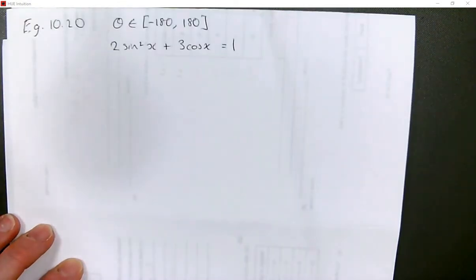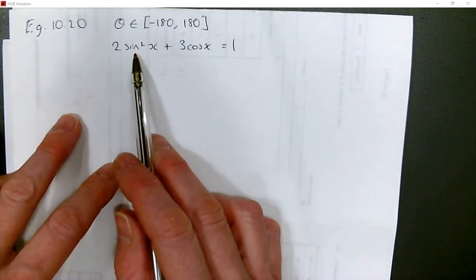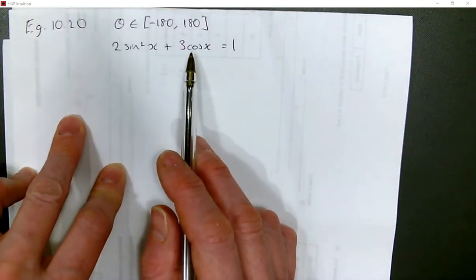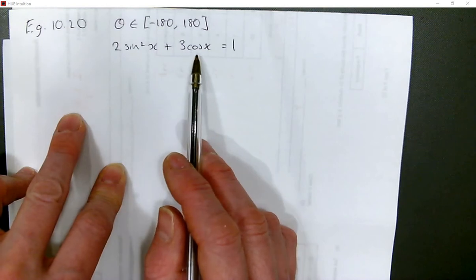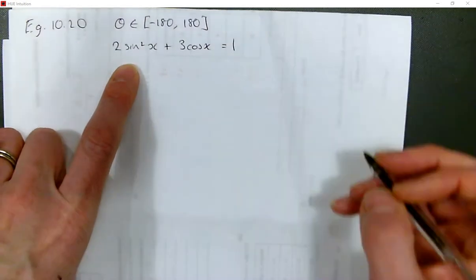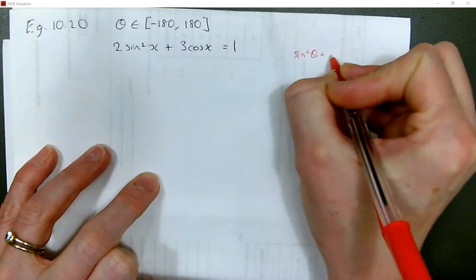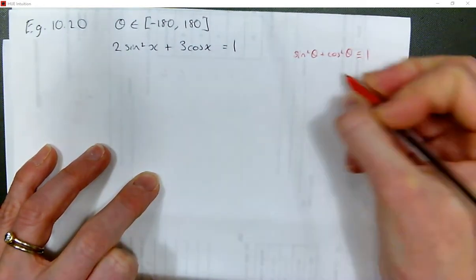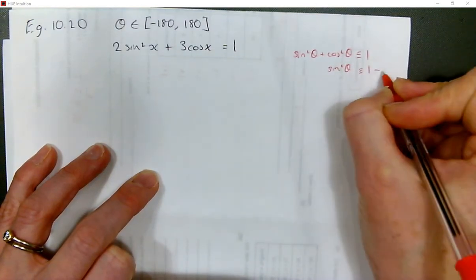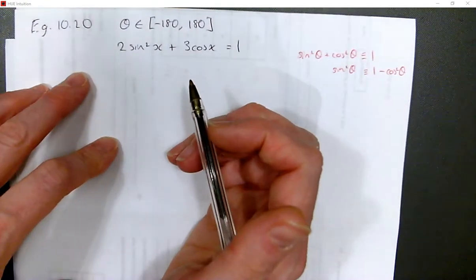For the next example, we've got something that looks like a hidden quadratic, but the trig functions don't match, and we need to make them match. We're going to write them all in terms of cos, because that is the one without the squared in it. Using our identity, sine squared theta plus cos squared theta is equivalent to 1. So if we've got sine squared theta, we can do 1 minus cos squared theta to write it in terms of cos. Okay, so let's pop that in here.